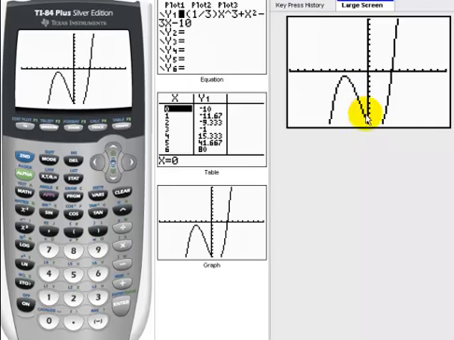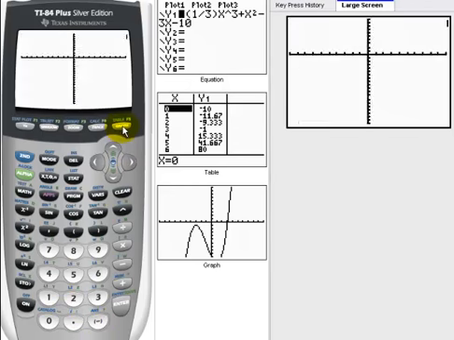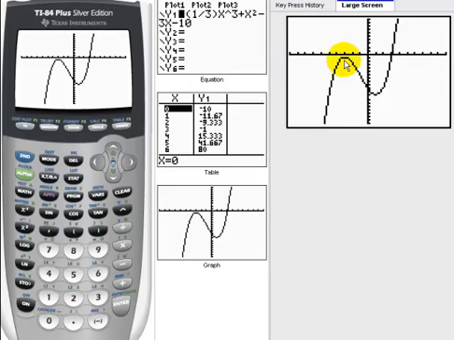Remember, my minimum y value in my window is -10, so I'm going to hit window and change that y min of -10. Let's try -20 to see if that gives us a good picture here. I hit graph, and yeah, that gives us a pretty good picture. So again, I can see here's a local max. The y value here is a maximum compared to all the other y values in this region, and the y value at this point is a minimum compared to all the other y values in this region. So let's go ahead and find both the max and the min.